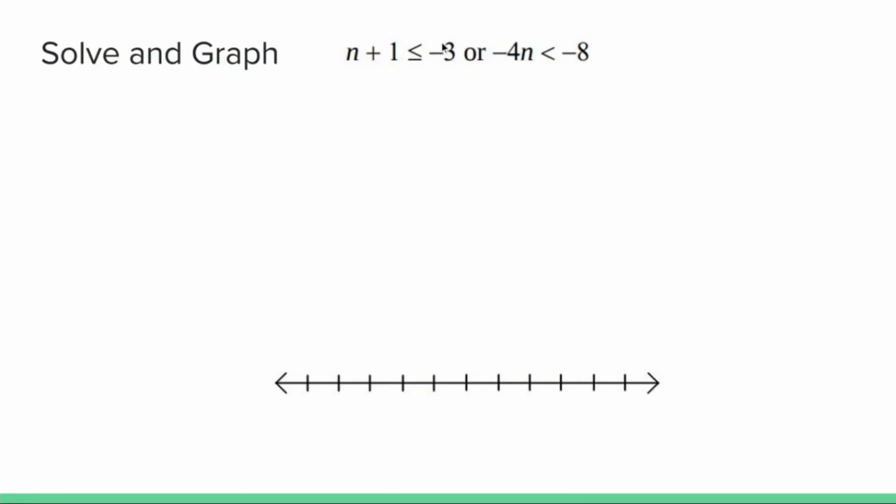We have ourselves a compound inequality. Whenever you see a compound inequality, you solve each inequality on its own. So let me solve this one over here. n + 1 is less than or equal to -3. Simple one-stepper, minus 1. n is less than or equal to -4. Bada bing. Then let's solve that one individually.